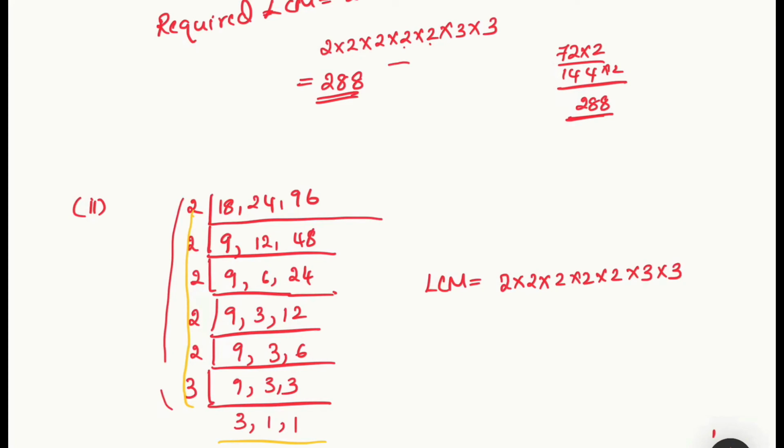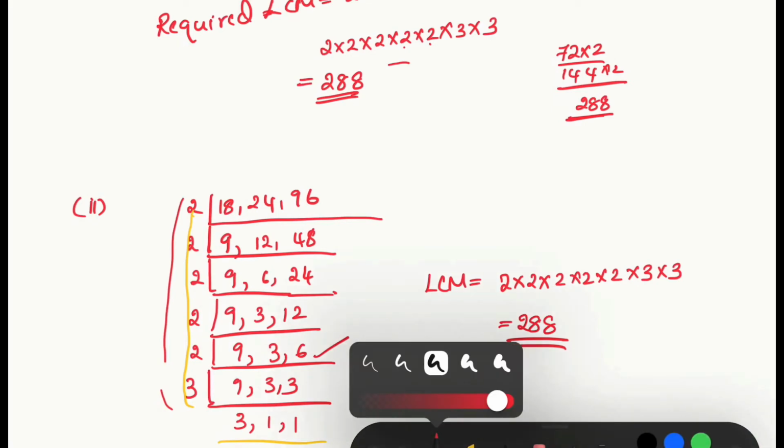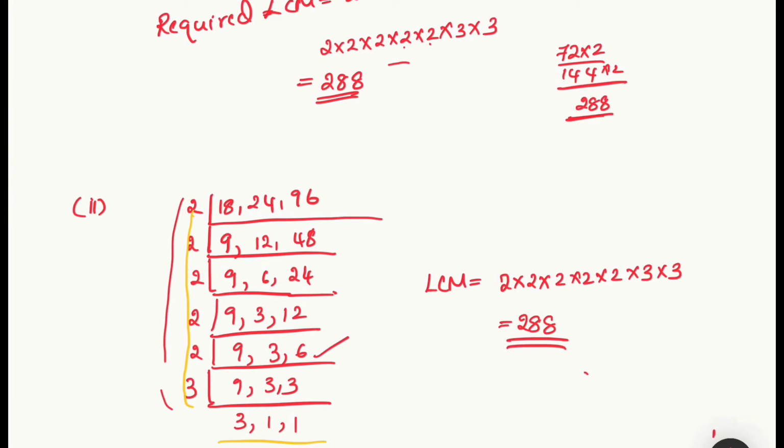So again it is the same way. So what do we get as the answer? 288. I hope this method is easier for you. Only if the method is specifically asked in the test or something, you need to do according to that method. Otherwise you can use any method to find the LCM.